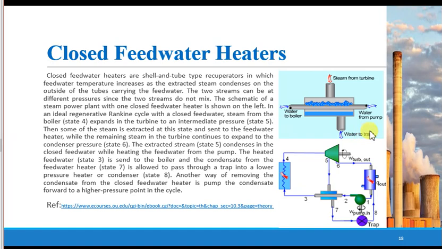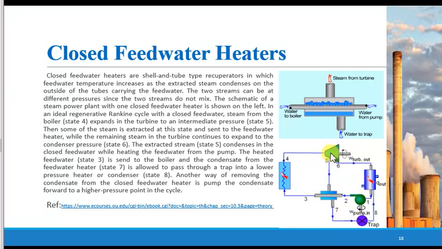It may be sent to the condenser or may be mixed with the water at some other places. So therefore this type of feed water heater is called closed, and you can see it in this diagram.